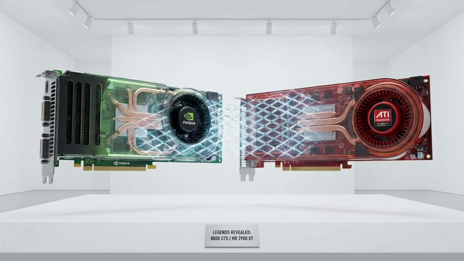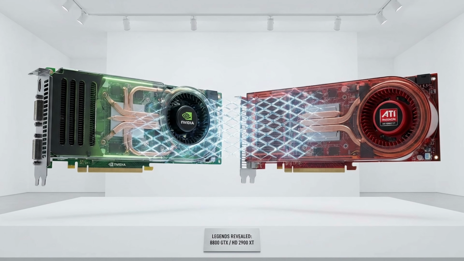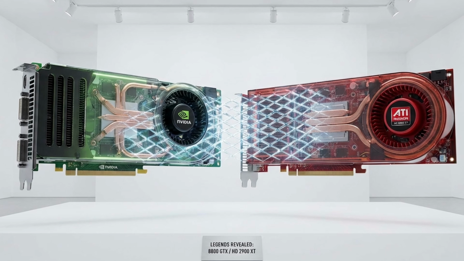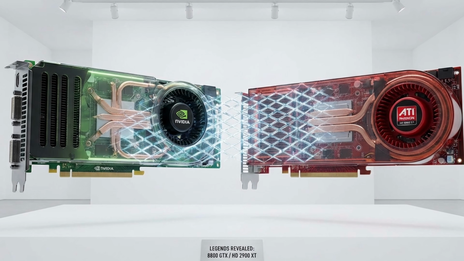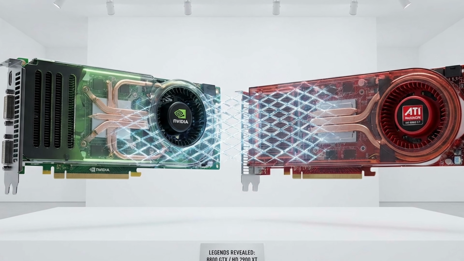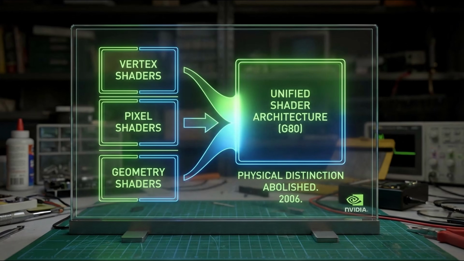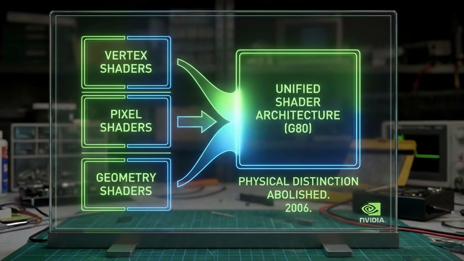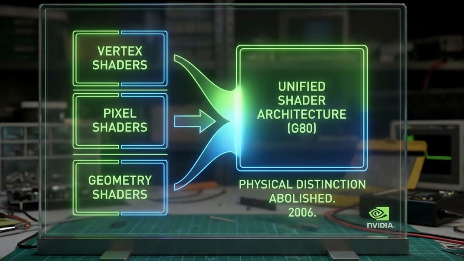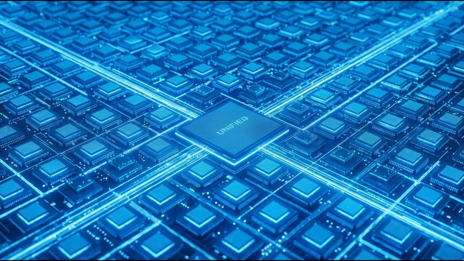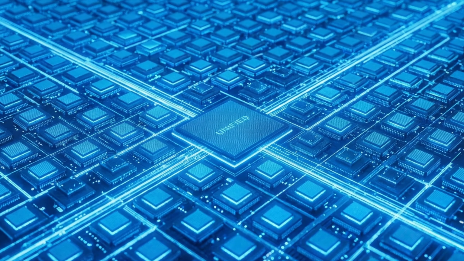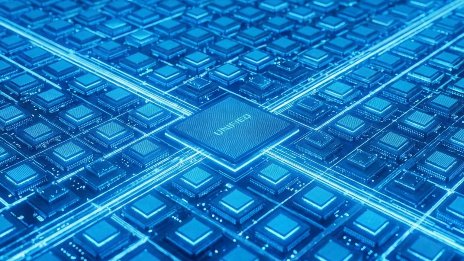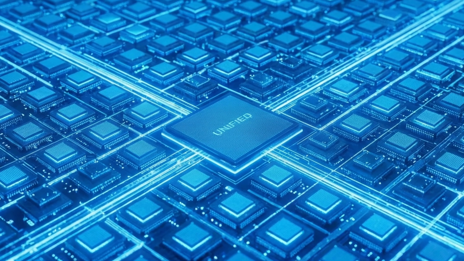With the release of NVIDIA's G80 architecture, which powered the GeForce 8800 GTX, and AMD's R600 core, utilized in the Radeon HD 2900 XT, the physical distinction between vertex shaders, pixel shaders, and newly introduced geometry shaders was entirely abolished. Instead of dividing the silicon into specialized roles, the unified architecture featured massive arrays of generalized stream processors.